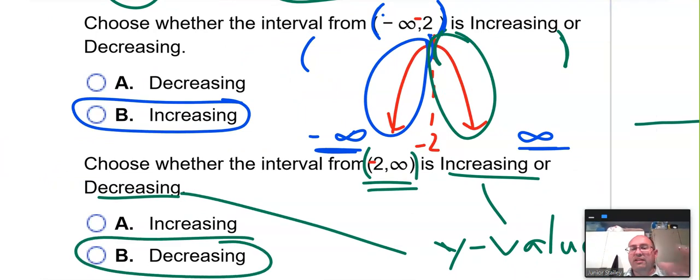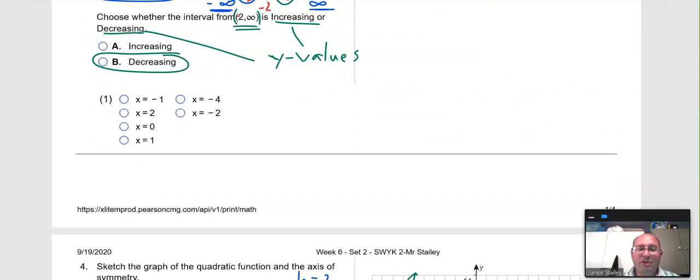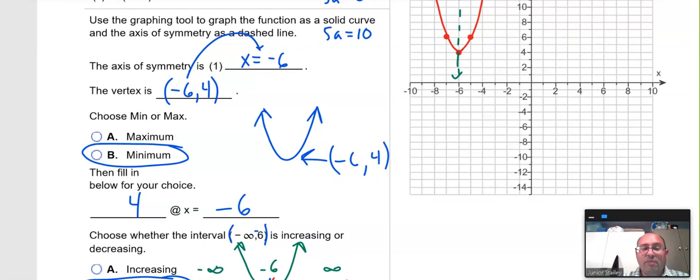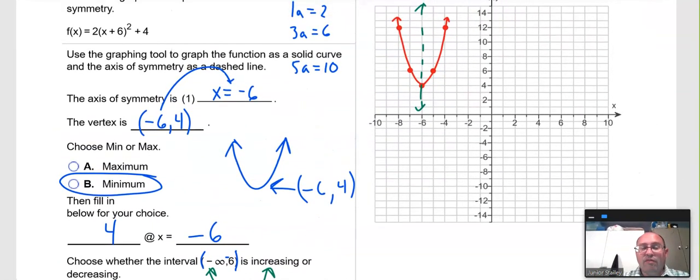Now, don't always think that the left is increasing and the right is decreasing. Why do I say that? Well, what happens if we flip the thing around? What happens if it's now upright and opens up? Then you're going to have to think about the minimum, right? The minimum y value of this graph would have to be 4. And it occurs at an x value of negative 6, right? Because that's the vertex, negative 6, positive 4. But that is a minimum situation.